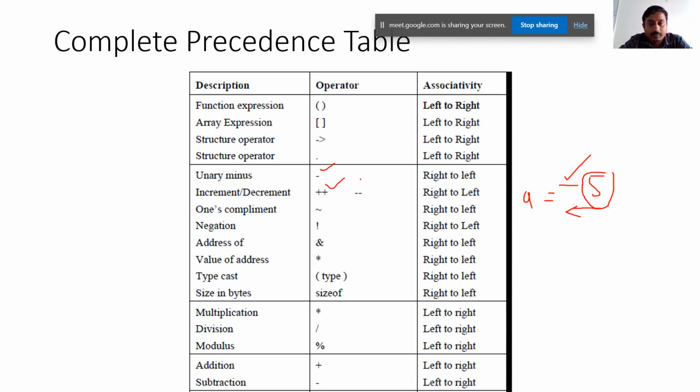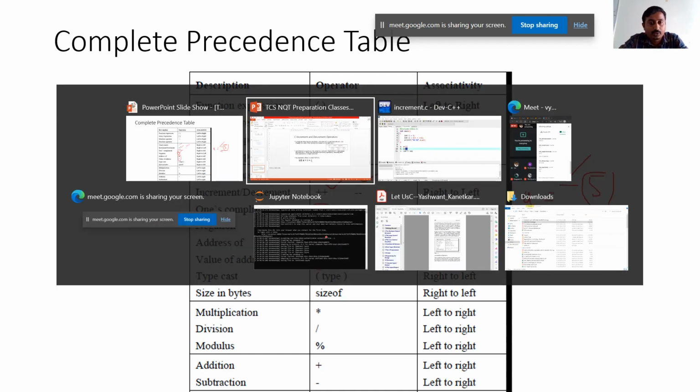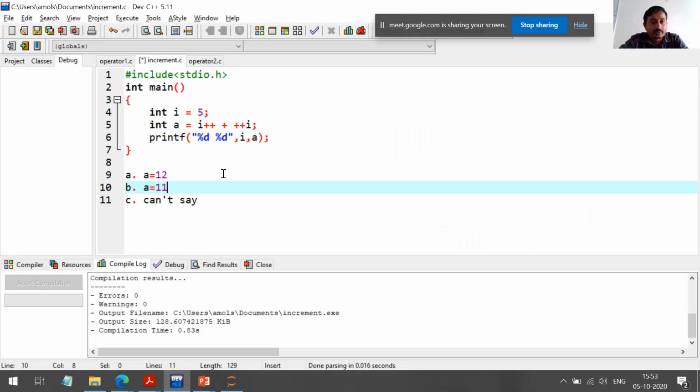Then we have seen increment and decrement. This is ones complement, this is a bitwise operator. Negation symbol we have seen. This is the address operator and value at address. Let me show you the output of the ampersand symbol.